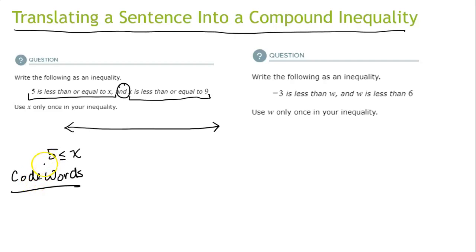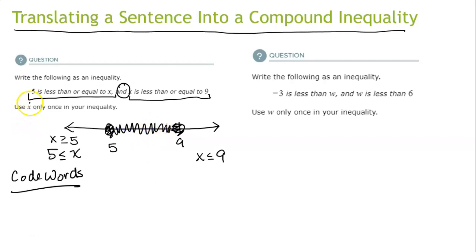Well, that looks kind of odd to me. I'm going to flip this around so that the variable's on the left. So that's the same thing as x is greater than or equal to 5. For this one, x is less than or equal to 9. So what we've got is 5 and 9. We've got a shaded in circle here and a shaded in circle here. And we want to show that it's and, so it's in between. I see the word and, so it's in between.